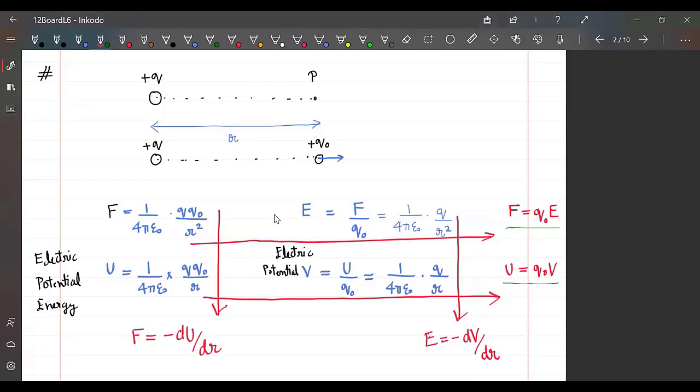So this is the relation between Coulomb force and electric potential energy, that is F is equal to minus dU by dr. The relation between electric field and electric potential is E is equal to minus dV by dr. The relation between force and electric field is F is equal to q naught E. And the relation between potential energy and potential is U is equal to q naught V.